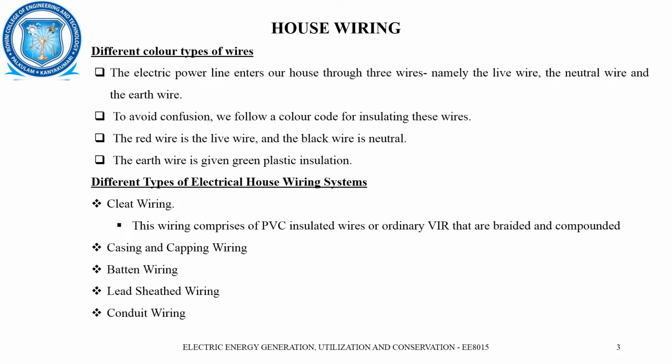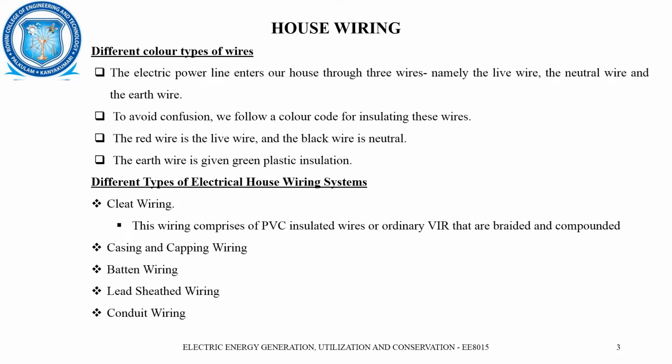Let us discuss the different color types of wires. The electric power line enters our house through three wires, namely a live wire, a neutral wire and an earth wire. To avoid confusion, we follow a color code for insulating these wires. The red wire is a live wire, the black wire is a neutral wire, and a green plastic insulation will be provided for the earth wire.